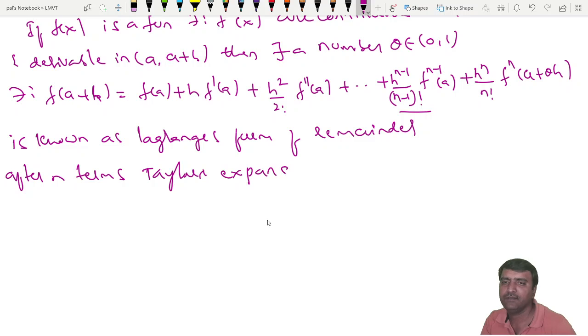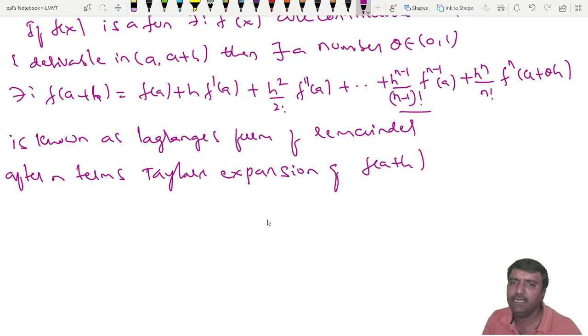Taylor's expansion of f of a plus h. So this is called Lagrange's form of remainder after n terms of Taylor's expansion of f of a plus h. That means the function f of a plus h series can be written like this: f of a plus h into f dash of a plus h square by 2 factorial into f double dash of a, and so on.